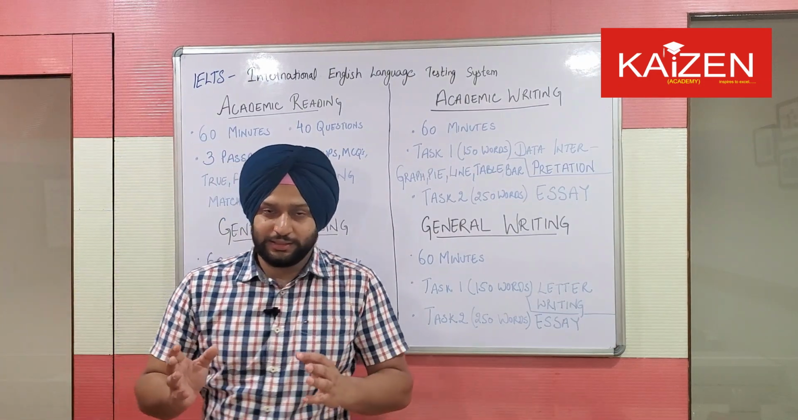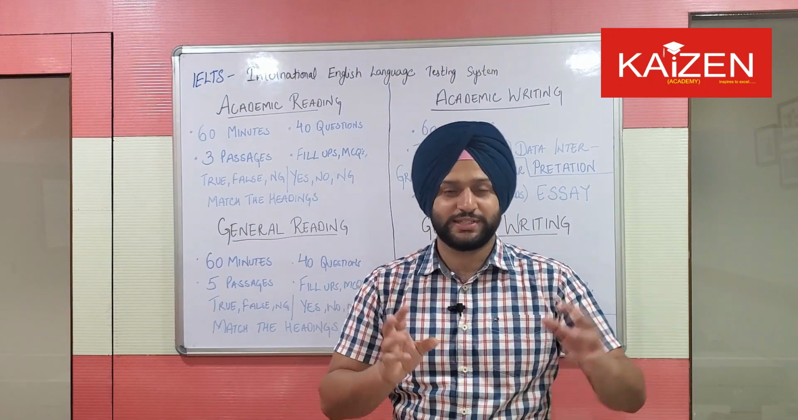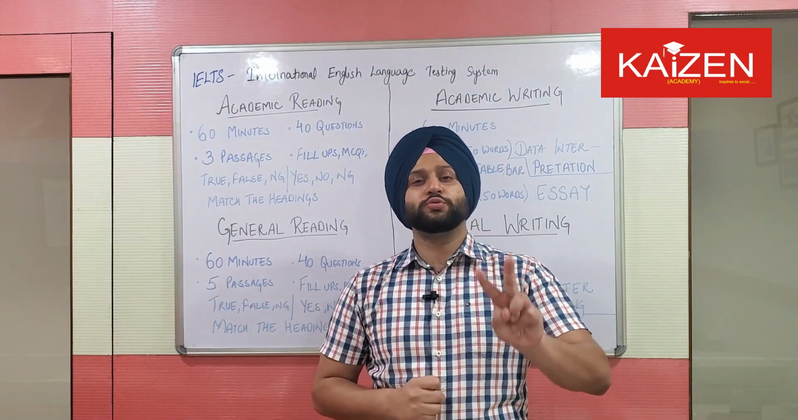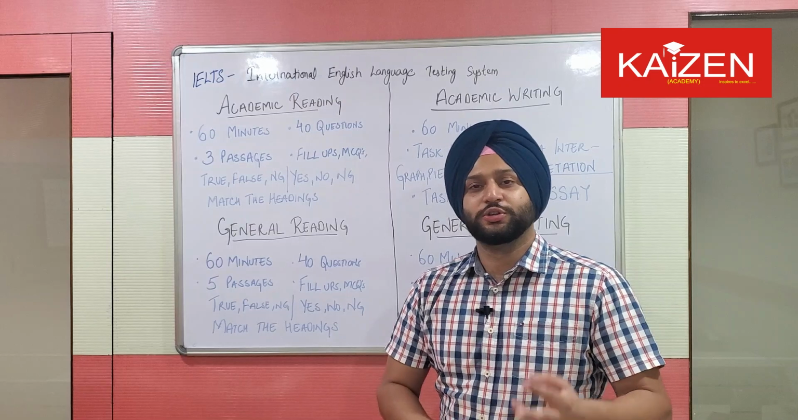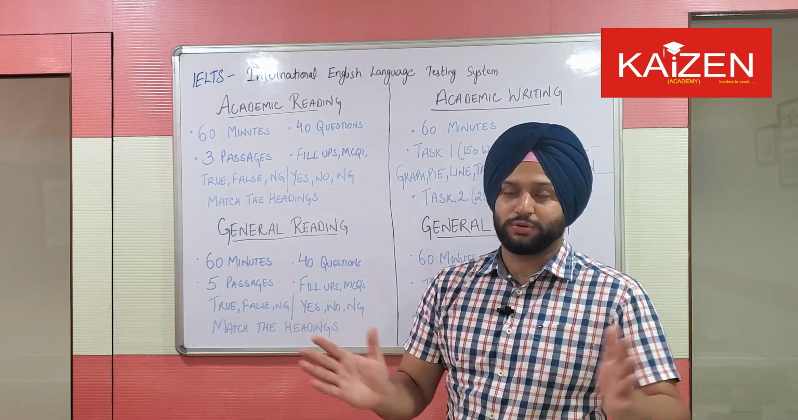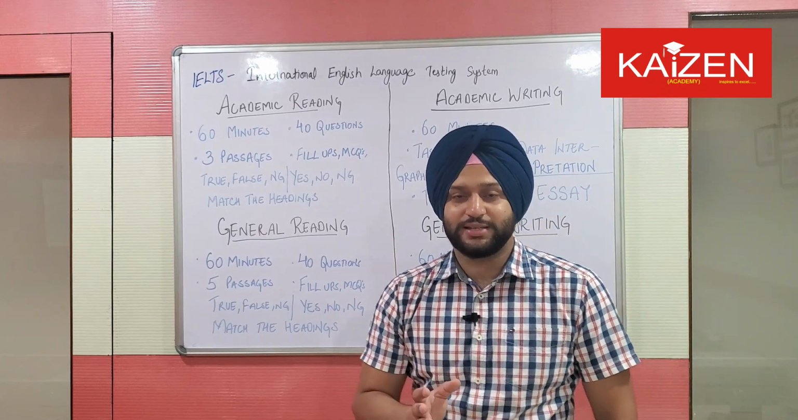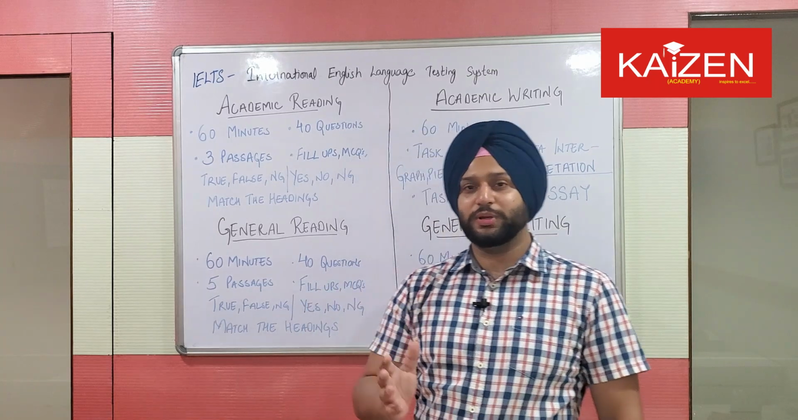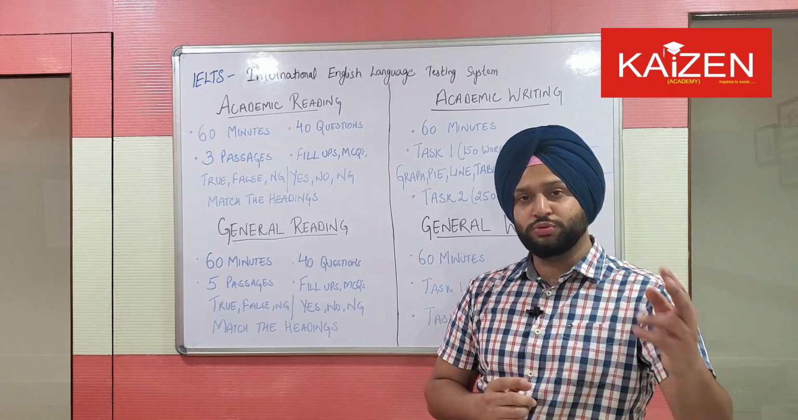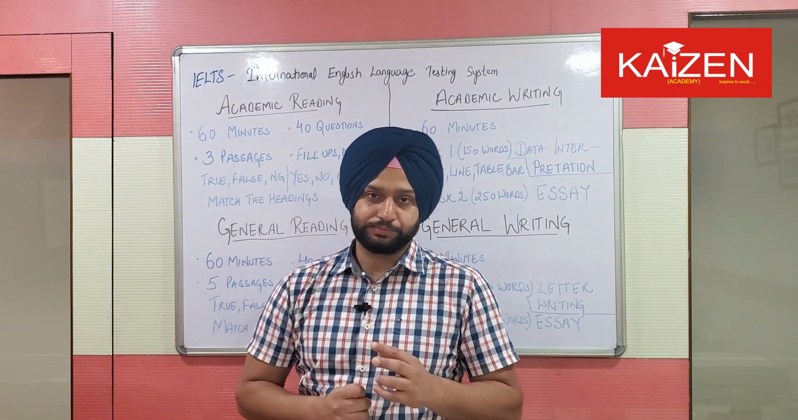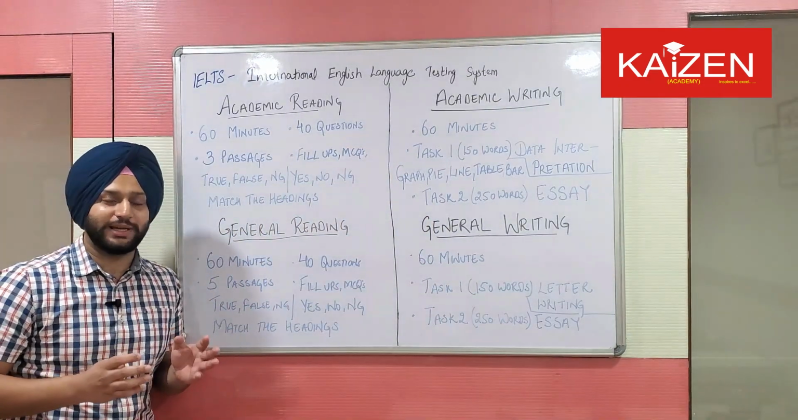So this reading is divided into 3 sections. Section 1 consists of 2 short passages. Section 2 consists of 2 short passages again, which makes a total of 4 passages in the first 2 sections, and in the last section, that is section 3, there will be 1 long passage. So 2, 2 and 1. This is how general reading is divided into 5 passages.